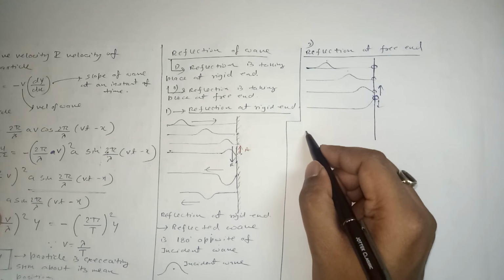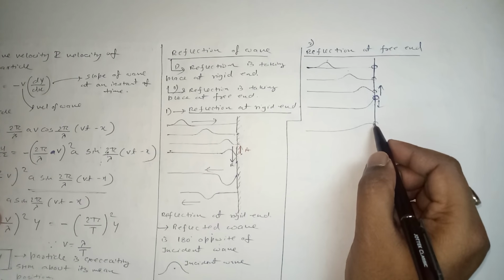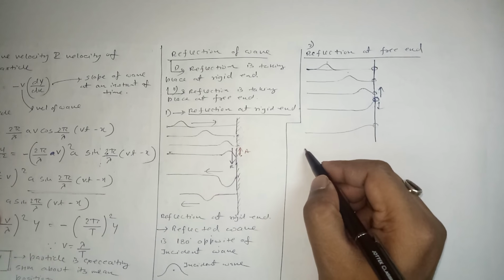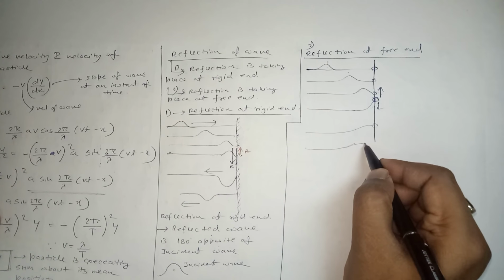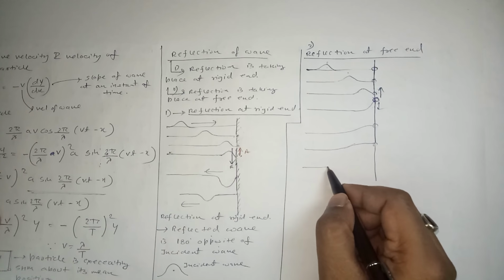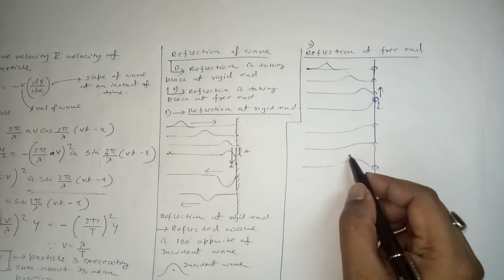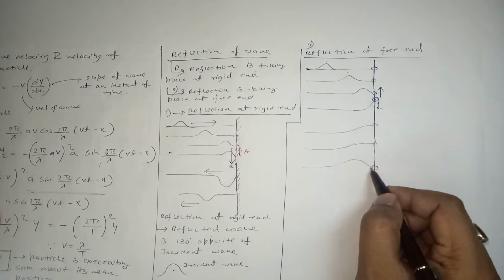As the ring comes down, along with that the string will also come down. The ring is coming down further. Now the ring has reached its equilibrium position, and we can see that a wave pulse is created again. After some time this wave pulse will travel forward in this direction. This was the direction of the incident wave pulse, whereas this is the direction of the reflected wave pulse. So clearly reflection took place.